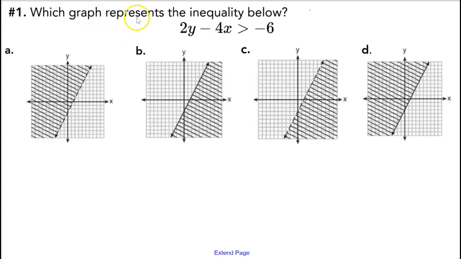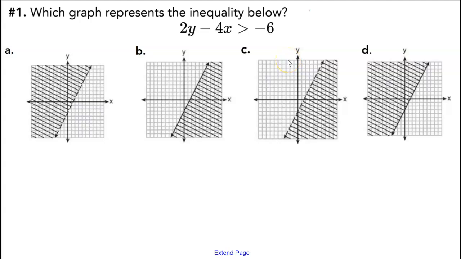Alright, here it says, which graph represents the inequality below. There are a couple of ways to go about this. One way is to graph it by the intercepts. You can cover up the negative 4x and divide by 2 to find the y-intercept, and cover up the 2y and divide by negative 4 to get the x-intercept. When you do the x-intercept, you're going to get a fraction. But either way, you can figure out exactly which way it's going and where the line should be.